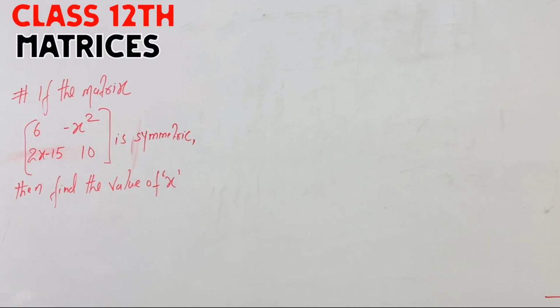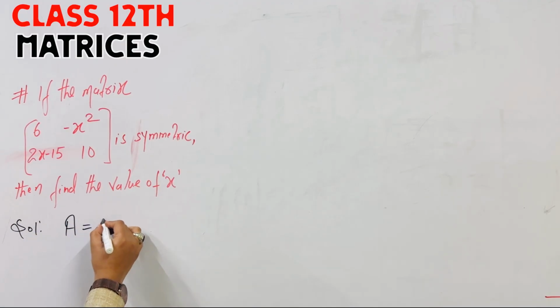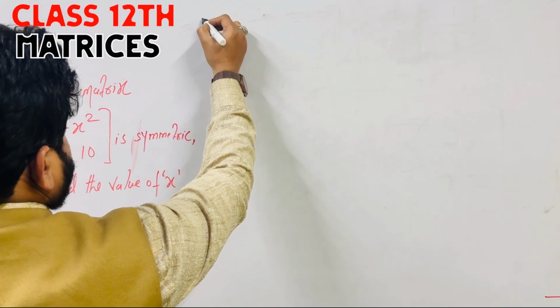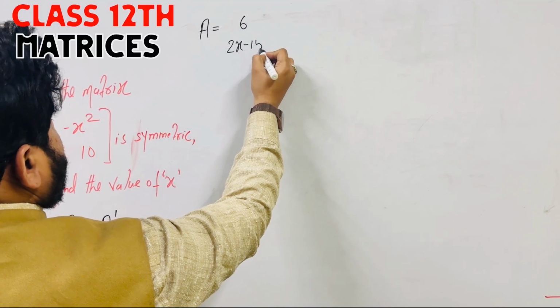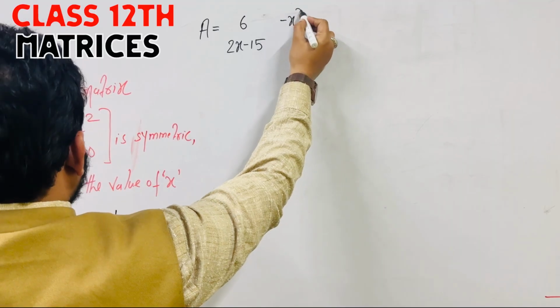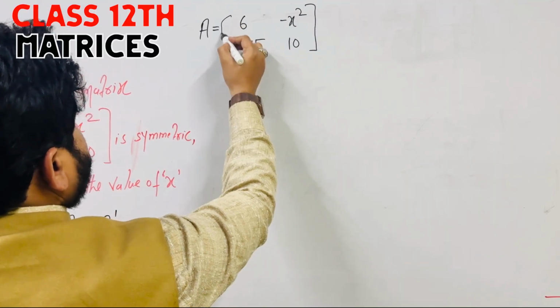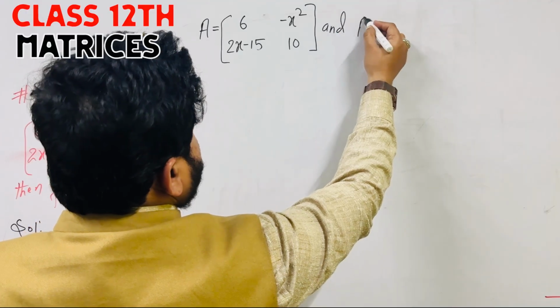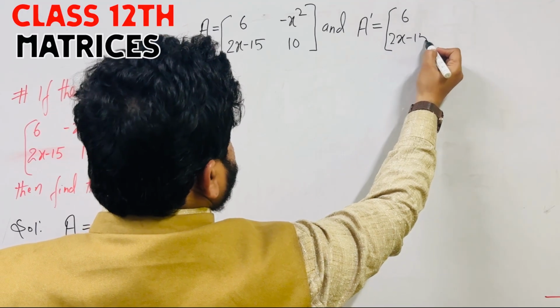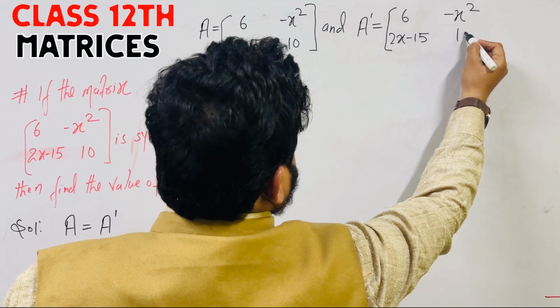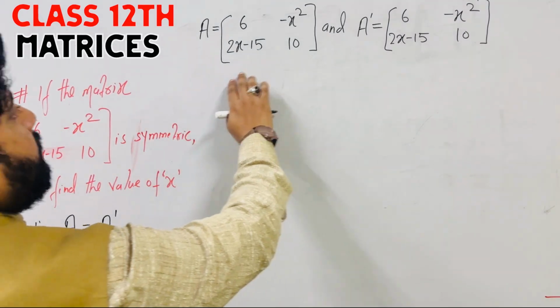Firstly, we can write this question. A is equal to A dash, that is, matrix A is equal to the transpose of matrix A. That is, A is equal to [6, 2x minus 15; minus x square, 10] and A dash is equal to [6, 2x minus 15; minus x square, 10]. Okay, A is equal to A dash.